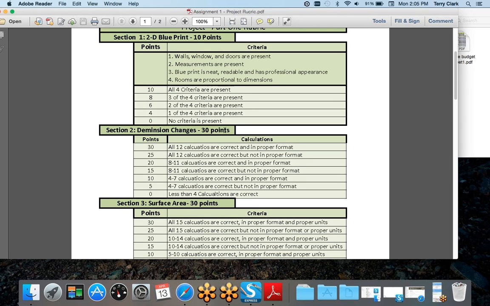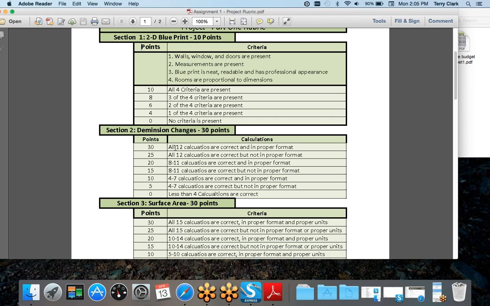For section 2, where it talks about dimension changes. Okay. Now the first thing I noticed is that it's 30%, so that's about 30 points. The highest grade you can make if you don't do this portion is a C, which is a 70, the lowest C possible. Well, actually, that's a D.